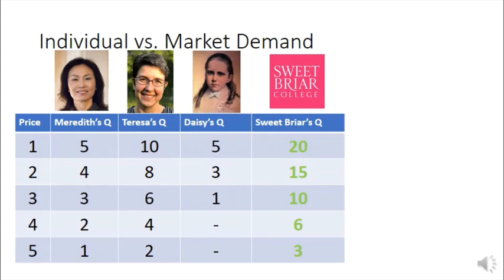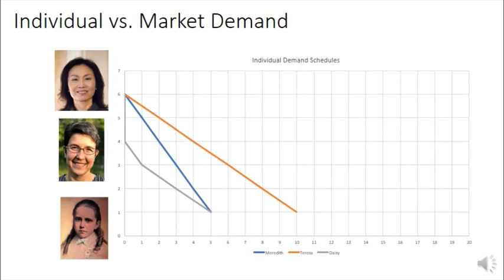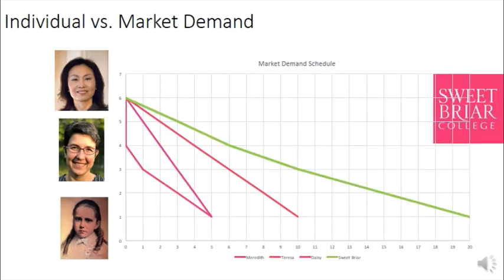For each of these prices, we take that horizontal sum to get our market demand. Similarly, when we look at our demand graphs, we can just take that horizontal sum and get what Sweetbriar's demand looked like. It's just the horizontal sum of all the individuals in this marketplace. And still, when we look at the market overall, we obey that law of demand. Demand is downward sloping, demand to the land.